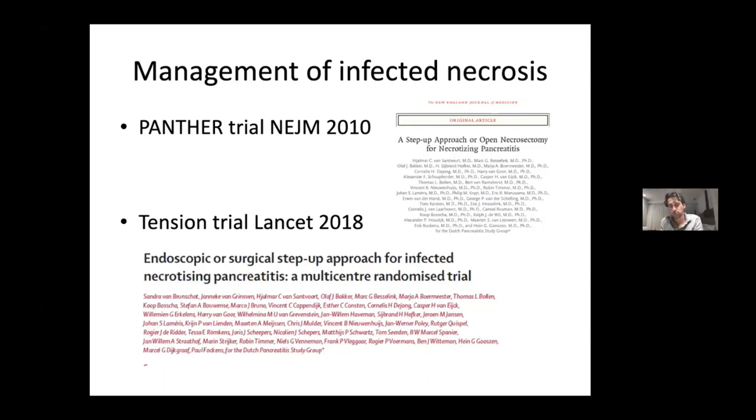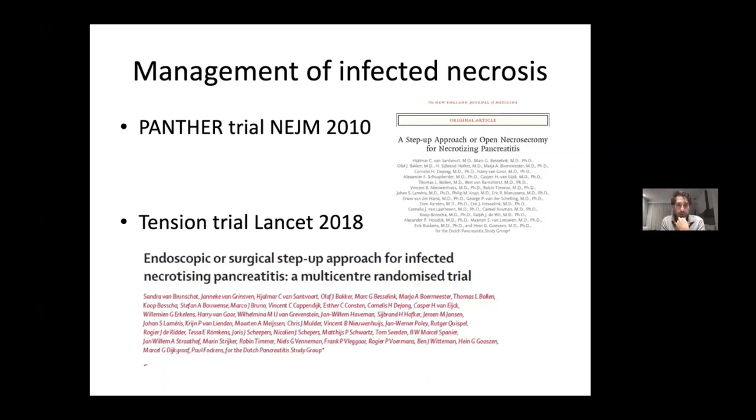And I'll go into a bit more detail later. But basically, the PANTER trial changed management of pancreatic necrosis completely. Open necrosectomy, especially in the Western world, is hardly done anymore. It's all done via the step-up approach. If you ever come into a hospital where they're not doing that, but they have the opportunity, then you should say something about it, because it really changed management.